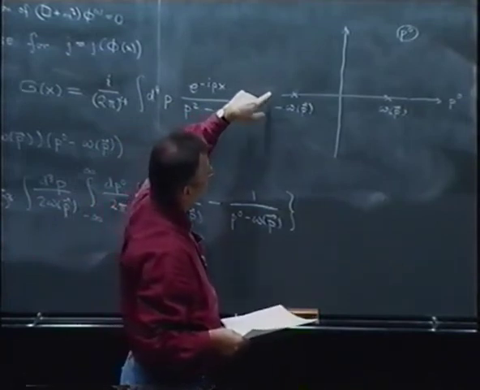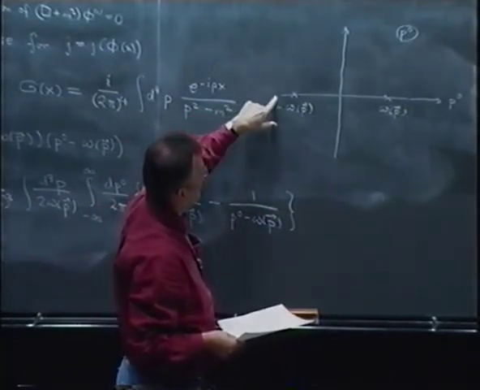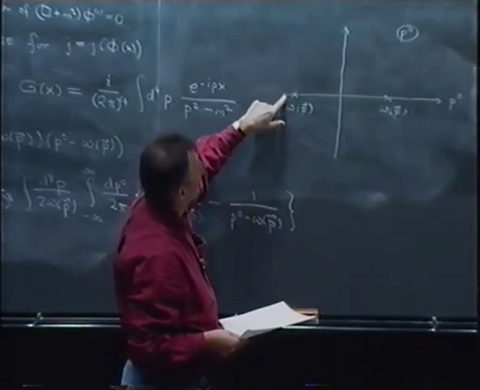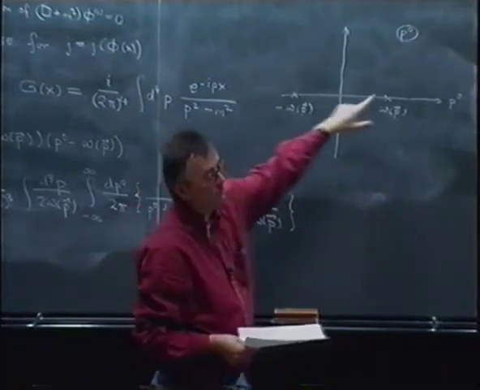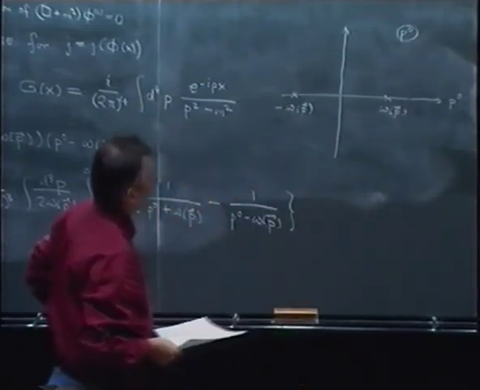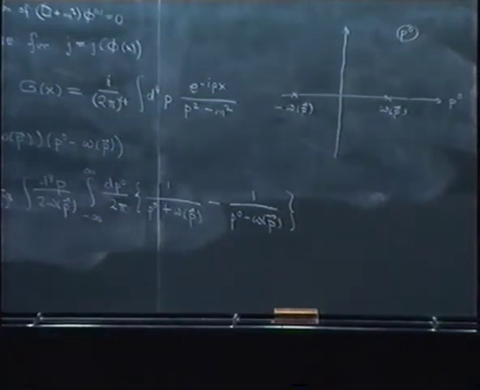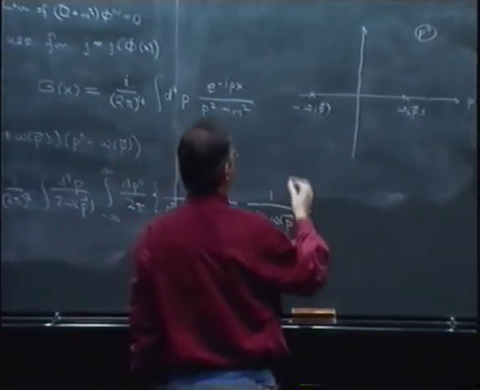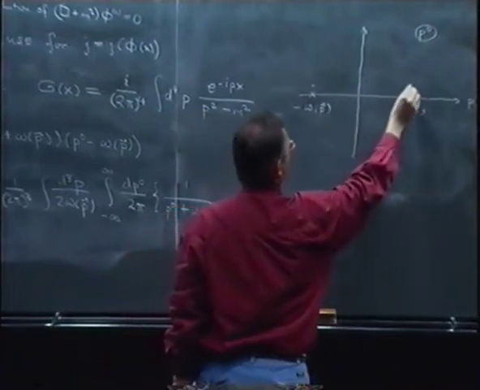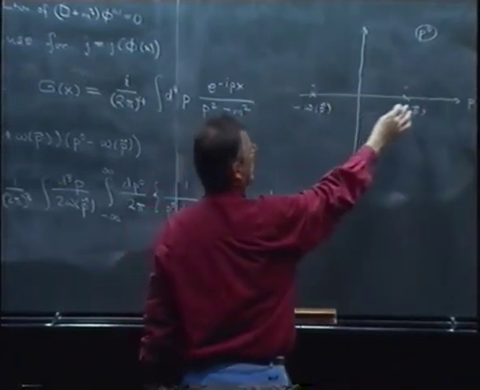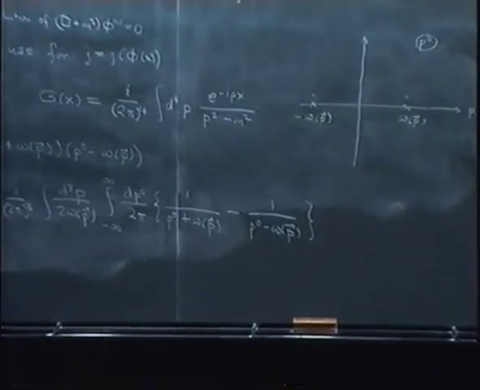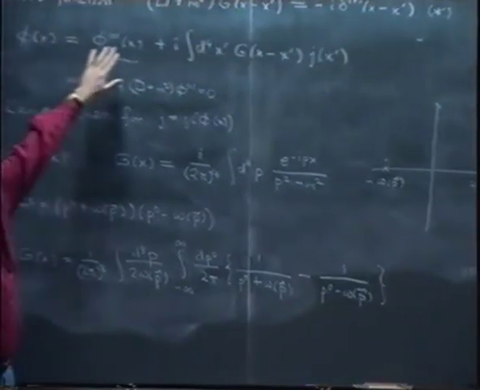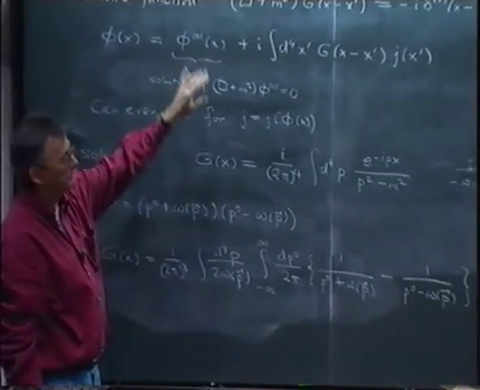The prescription will be such that whenever we encounter a pole, we will have to specify whether we encircle it, we go below it, or we go above it. And of course, there are various ways of doing this. For example, you can shift both these poles into the upper half plane. You can shift them into the lower half plane. And then you will get different answers, and the answers for the Green's function will differ precisely by such a term which solves the homogeneous equation.